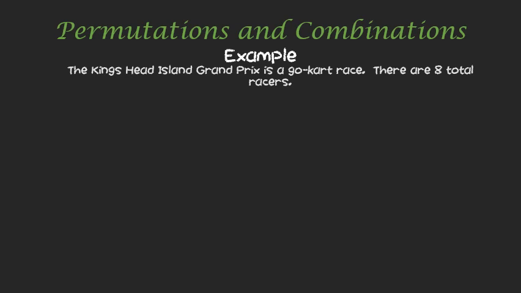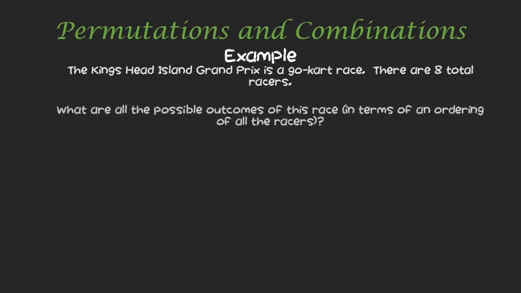So there's a total of 8 racers in this race, and I want to know what are all the possible outcomes of this race. An outcome of the race would be an ordering of all of the racers, right? I want to know who comes in first, who comes in second, who comes in third, all the way down to who comes in last place. And so the outcomes here are an ordering of the racers. Since there's 8 total racers, I want all of the permutations of that 8-element set.